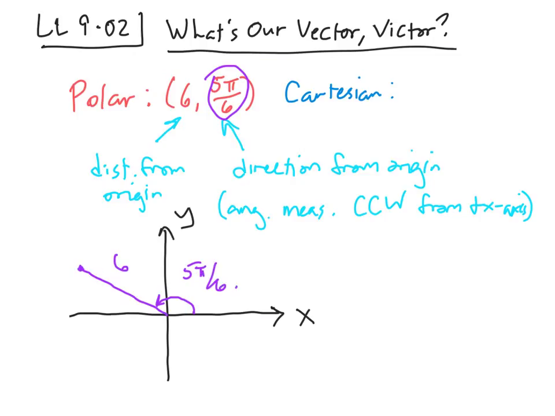All right. Now here, I'm going to use something that we might remember about the unit circle. I'm not going to use right triangle trigonometry on this. Instead, I'm going to use my unit circle understanding of the sine and cosine functions to figure out what the Cartesian coordinates of this point would be.